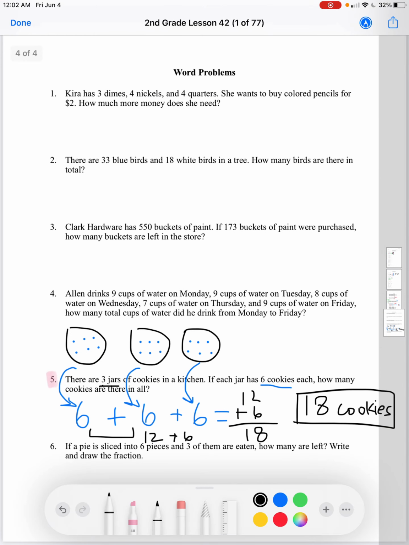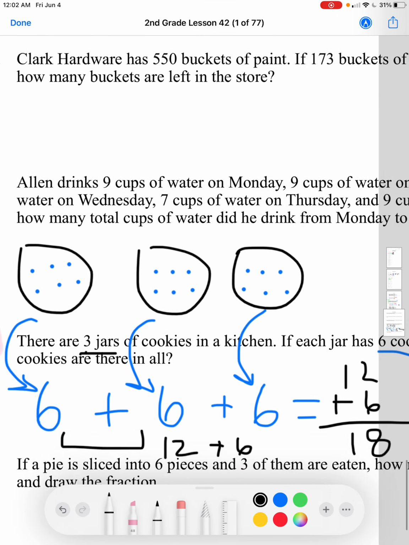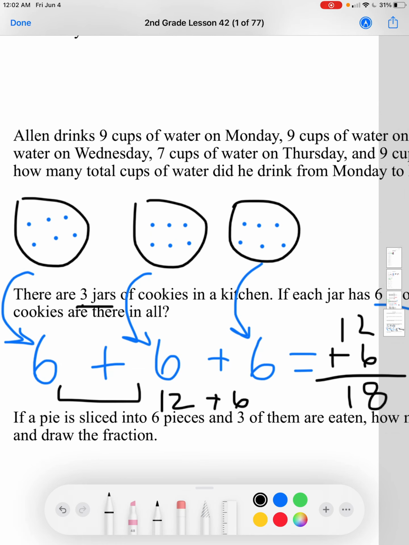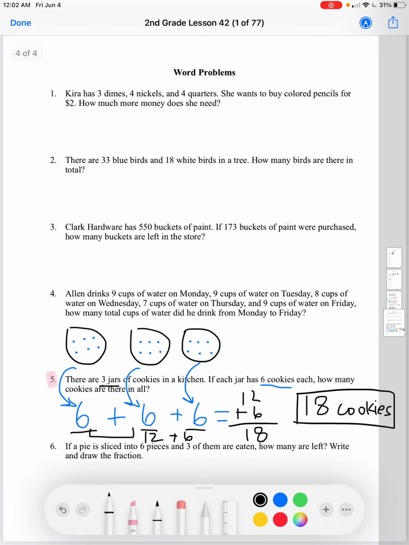So all we did was we counted that there are 6 cookies here, 6 cookies here, 6 cookies here. So we're going to add them up 3 times. See, this 3 is here. 1, 2, 3. So we added up 6 3 times to get 18 cookies. And that's how you do these problems.